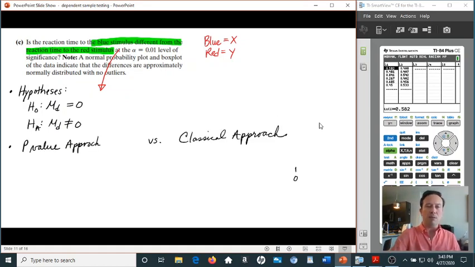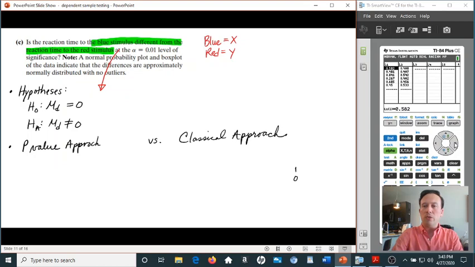Okay, so now the next thing we're going to do in this problem, we're going to do both approaches just to practice them. And I would like you to write these down on your notes. Don't choose one or the other. I'd like you to write down both. It's good practice. You'll need to know it for your test. So we're going to do the p-value approach and the classical approach.